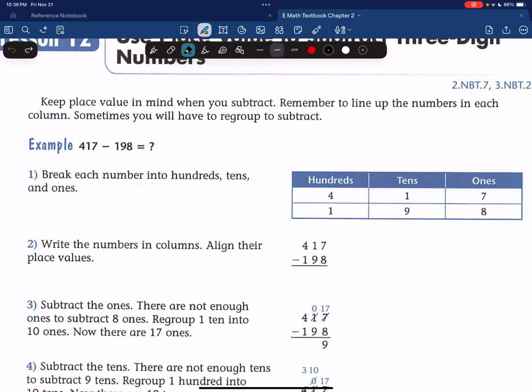It says to keep place value in mind when you subtract. Remember to line up the numbers in each column, and that's incredibly important. You must line these numbers up properly to be able to subtract. Sometimes you will have to regroup to subtract, and that's borrowing. So for this one, we're going to do 417 minus 198.